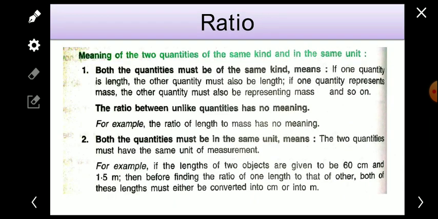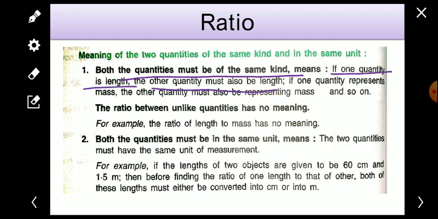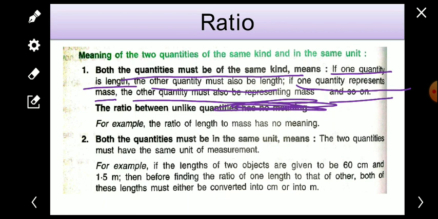Now, the meaning of two quantities of the same kind. What is the meaning of two quantities in the same unit? Both quantities must be of the same kind means, if one quantity is length, then the other quantity must also be length only. If one quantity is length, then another quantity should also be length when we are going to compare two quantities. If one quantity represents mass, the other quantity must also represent mass, and so on.